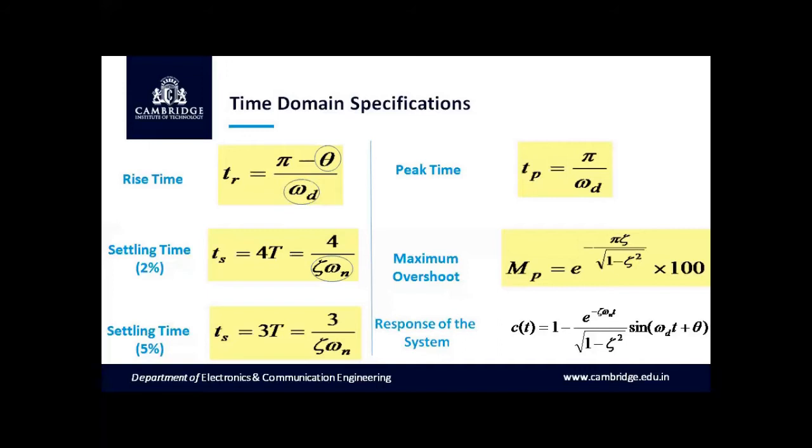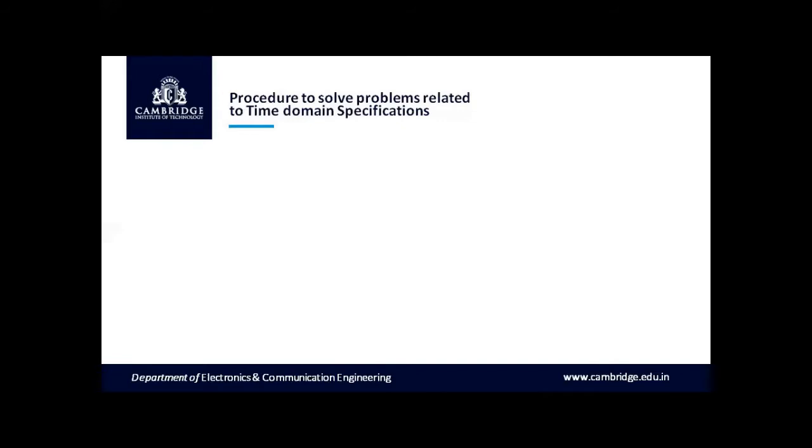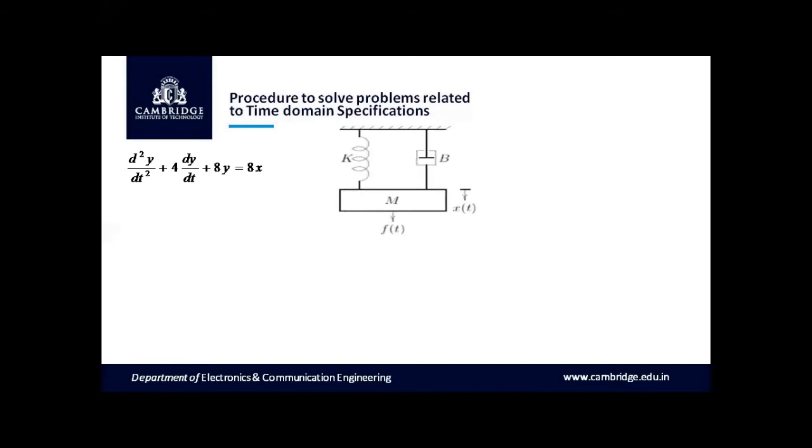But in the majority of university question papers, instead of giving zeta and omega n directly, you will be given the questions in different forms. So let's discuss it today. In the given question, you can be given a differential equation like this, or a mechanical system, or an electrical system in this form. Now how do we move further to calculate the time domain specification? Let me clearly explain this procedure, or you can take it as tips to be followed to solve problems related to time domain specification.